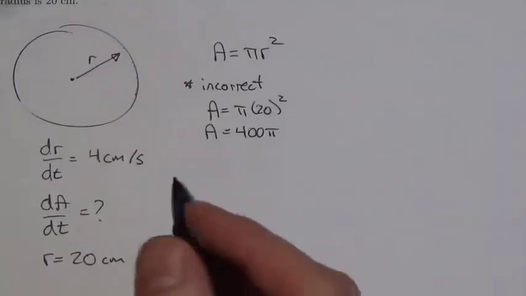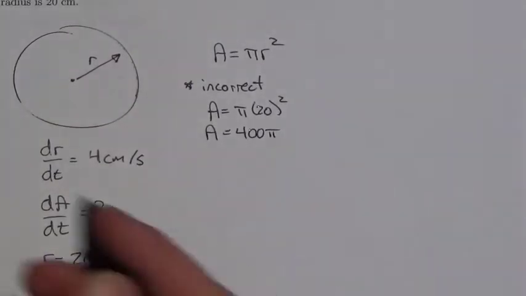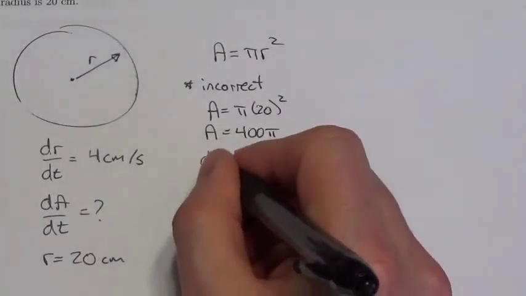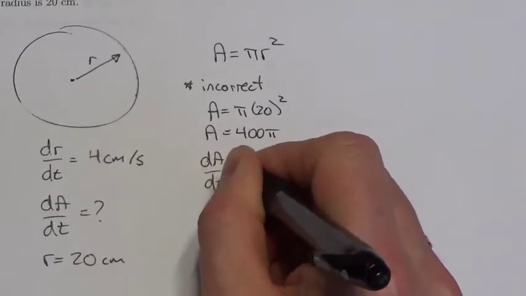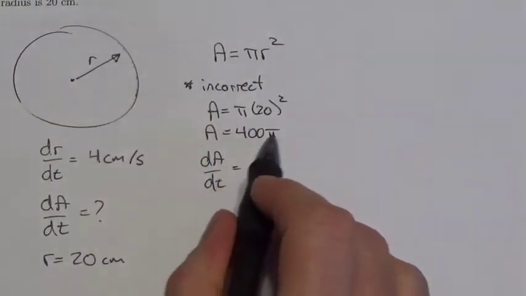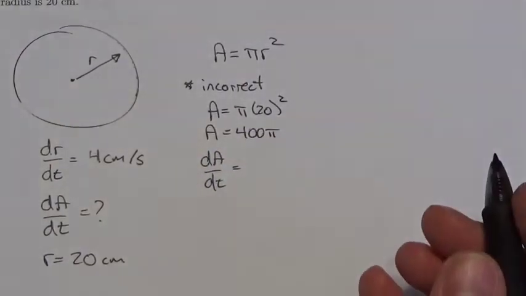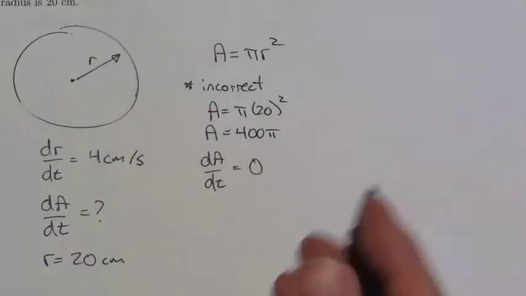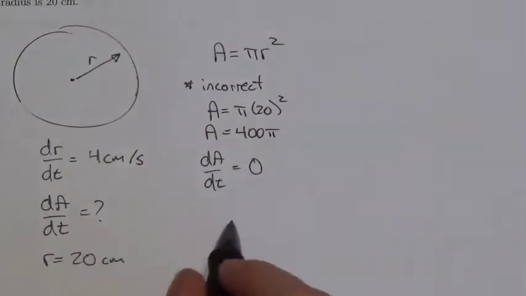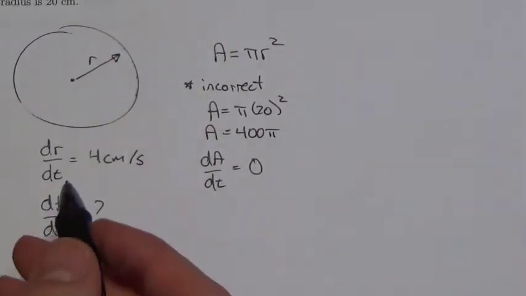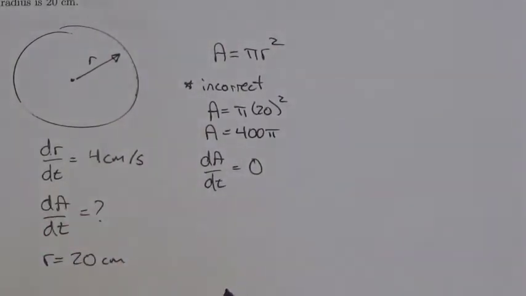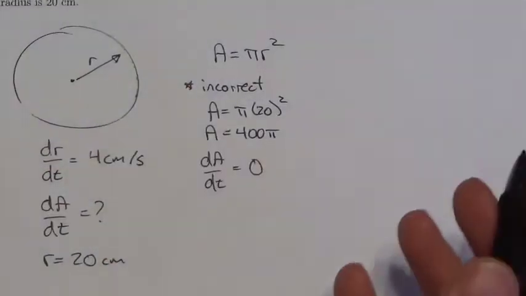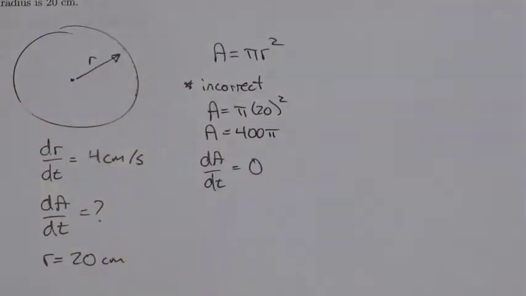Wonderful. Now you think, well, it's a calculus class. Let's take the derivative. So dA by dt is equal to, well, 400 times pi is just a constant, and I know that the derivative of a constant is 0. And so there we go. What's the rate of change of area with respect to time? 0. I didn't even need to use the rate of change of radius. Move on to the next question. Well, that is incorrect.